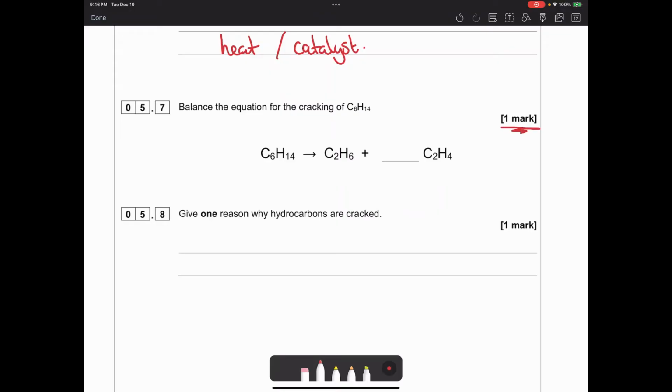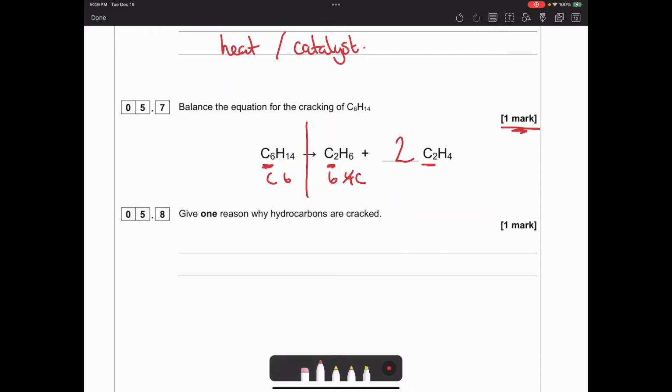You've then got to balance the equation for the cracking of C6H14. So it's balancing equations, but I know it's only 1 mark, so therefore it should be relatively simple. Okay, now we've got 6 carbons here, and we've got 2 carbons, so if I divide it on my reactants and products, I've got 6 carbons here, but I can see I've only got 4 carbons on my right hand side. So therefore, in order to balance it, I need another 2 carbons, and this is what I would normally do on a foundation paper if I've got a balancing equation question. If you're not sure, put a 2.